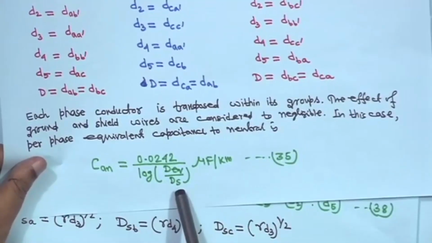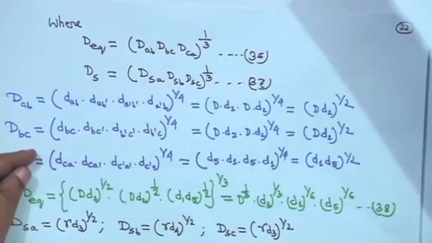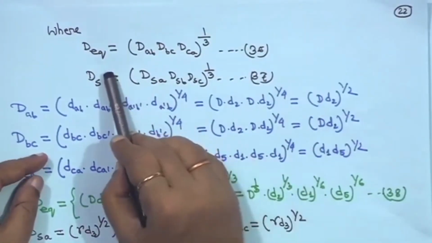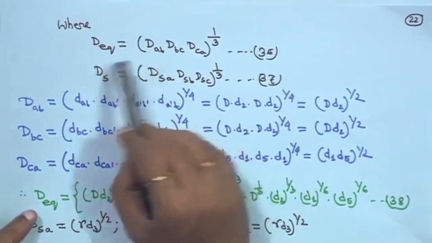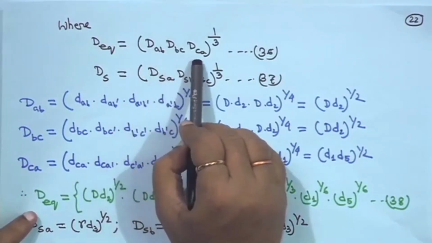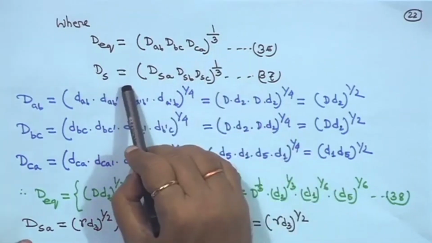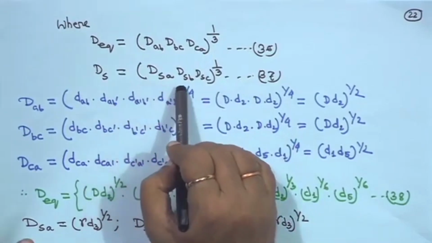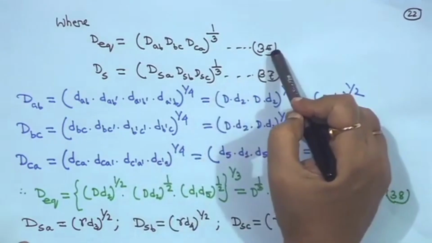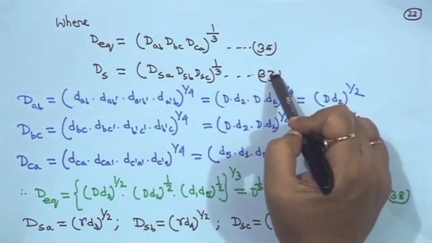Next you have to calculate Deq and Ds. First Deq, as we have seen earlier for inductance, and for capacitance also the same thing: Deq is equal to DAB into DBC into DCA to the power 1/3, and Ds is equal to DSA into DSB into DSC to the power 1/3. This equation is marked as 36 and this is 37.